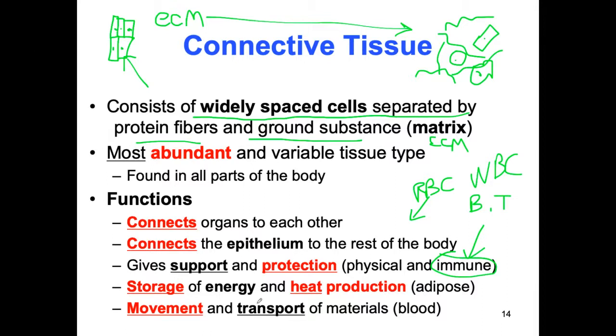Connective tissue is also involved in the storage of energy and heat production because of adipose. Whenever you see the word adipose or adipocyte, these are fat cells. Adipose are fat cells. And connective tissue is involved with the movement and transport of materials within the body because of blood.